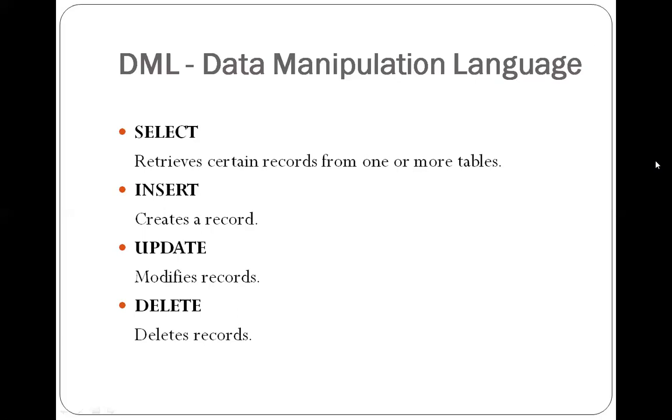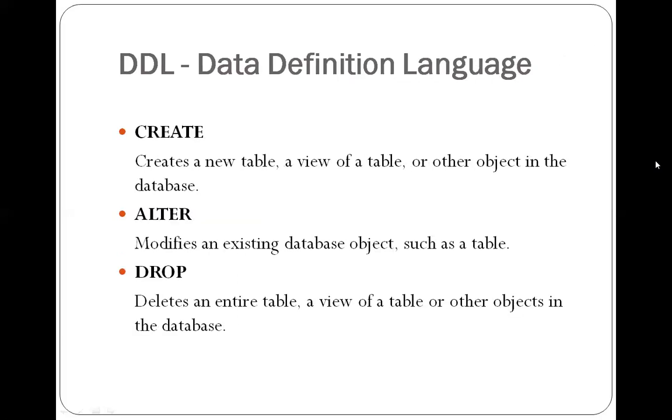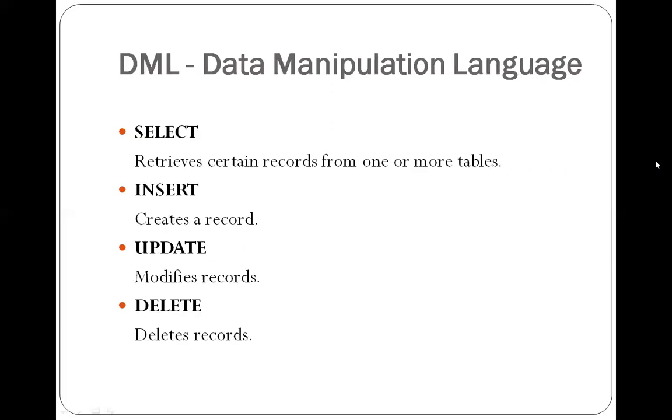Using the update command we can modify the record. Now the thing is, in the DDL, using alter we can modify the database object, and here we can modify the records in the table. That means alter can modify the object and update can modify the records, that means the data. Okay.